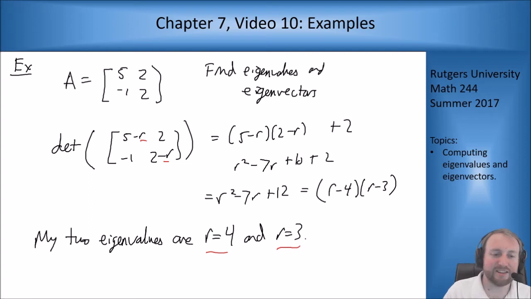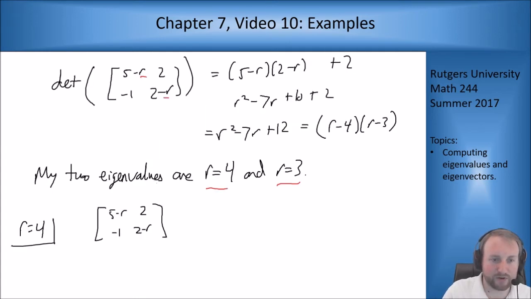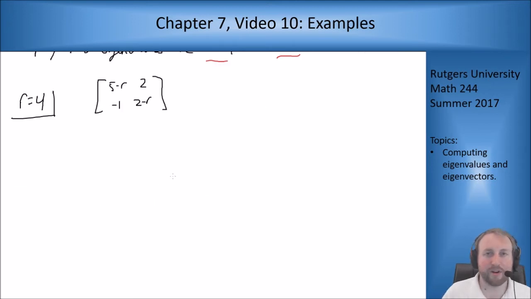Now for each of these eigenvalues, I want to look for an eigenvector. So let's start with r equals 4. I'm going to take my matrix that I took the determinant of and plug in 4. So right up above, we had 5 minus r, 2, minus 1, 2 minus r as our matrix when we took the determinant. That's what this was right here. So now I want to plug in r equals 4, multiply it by a vector x1, x2, and then solve that system of equations to be 0.